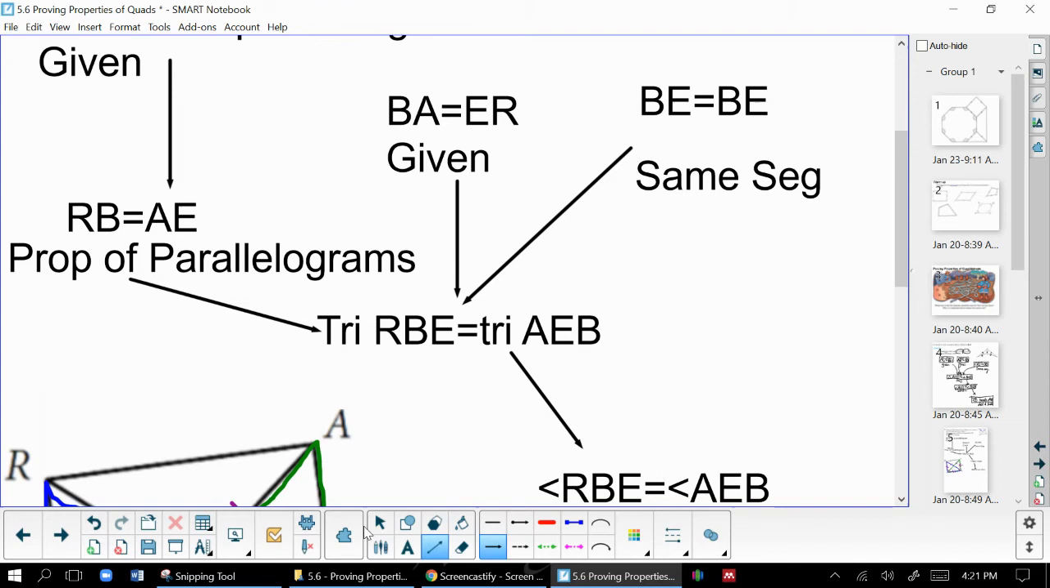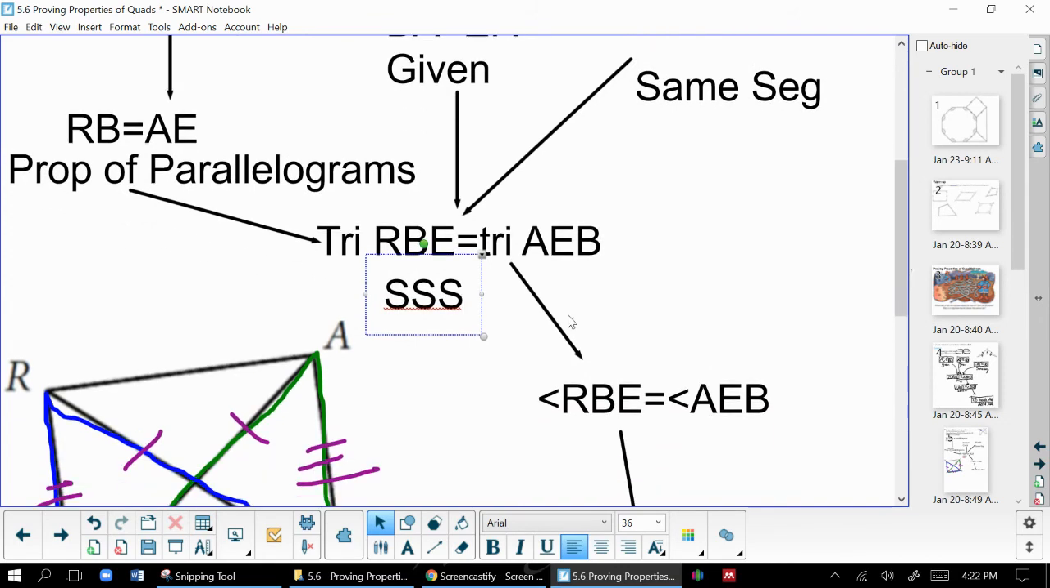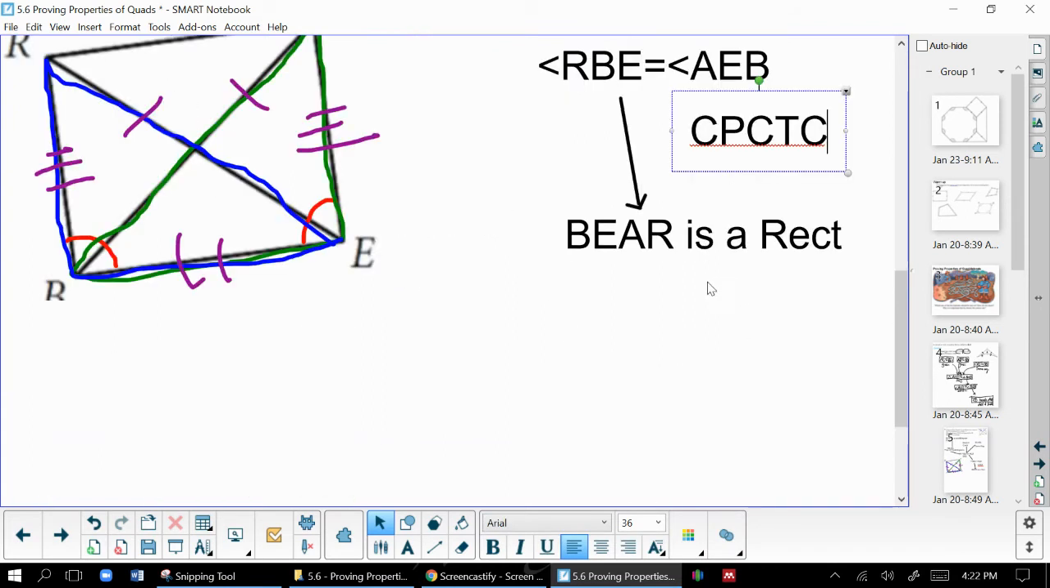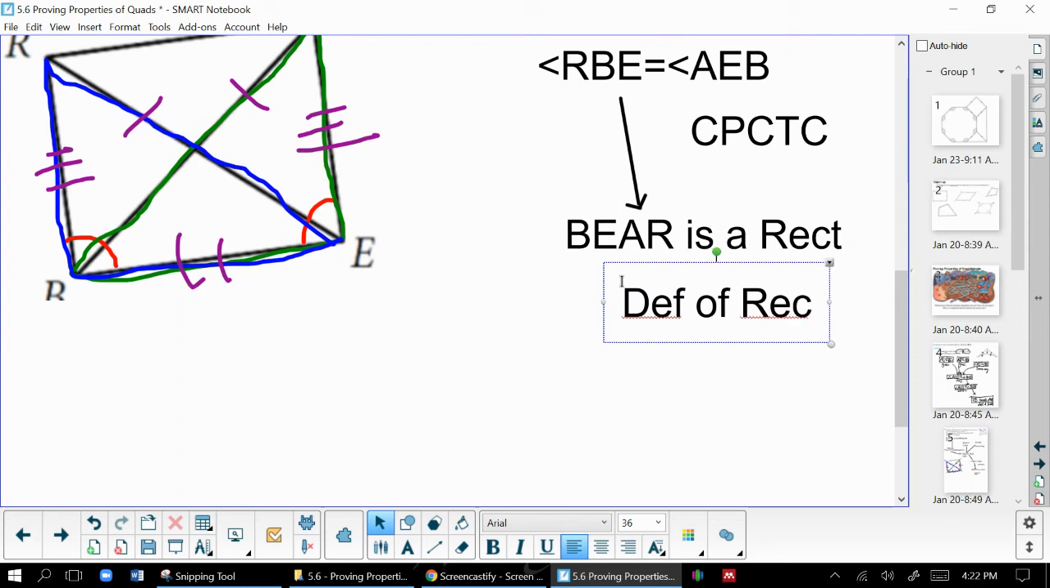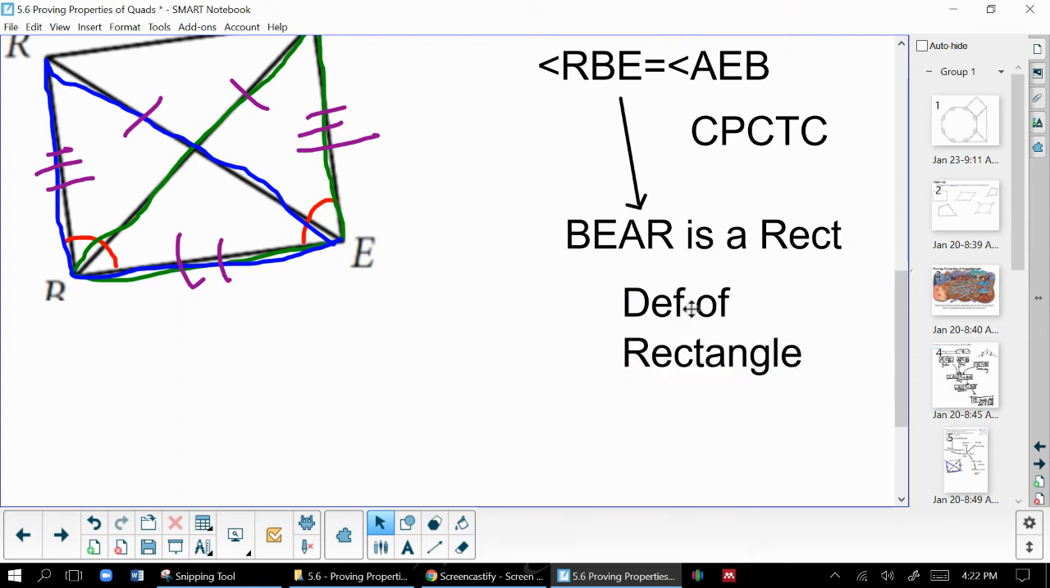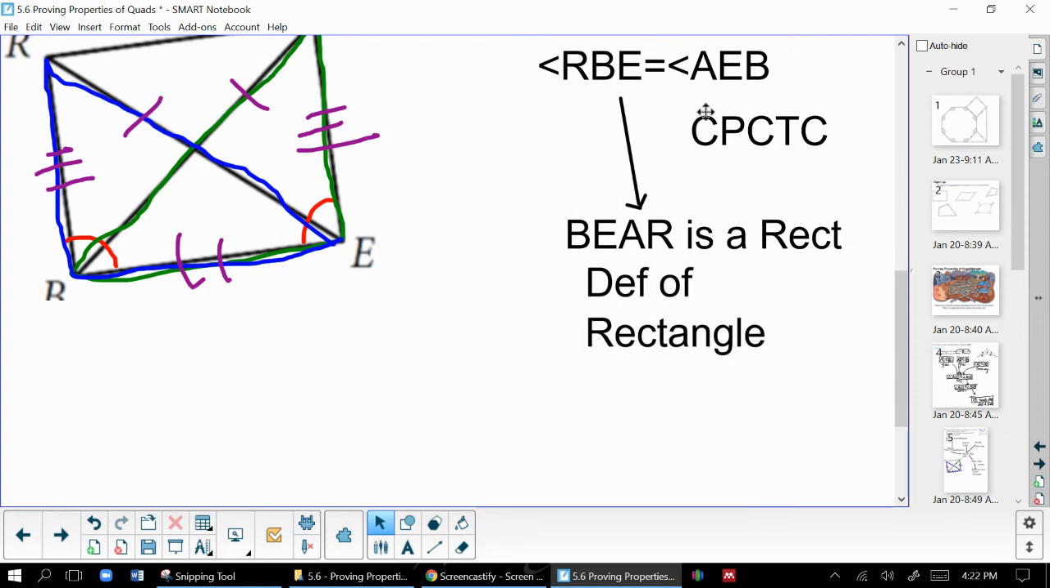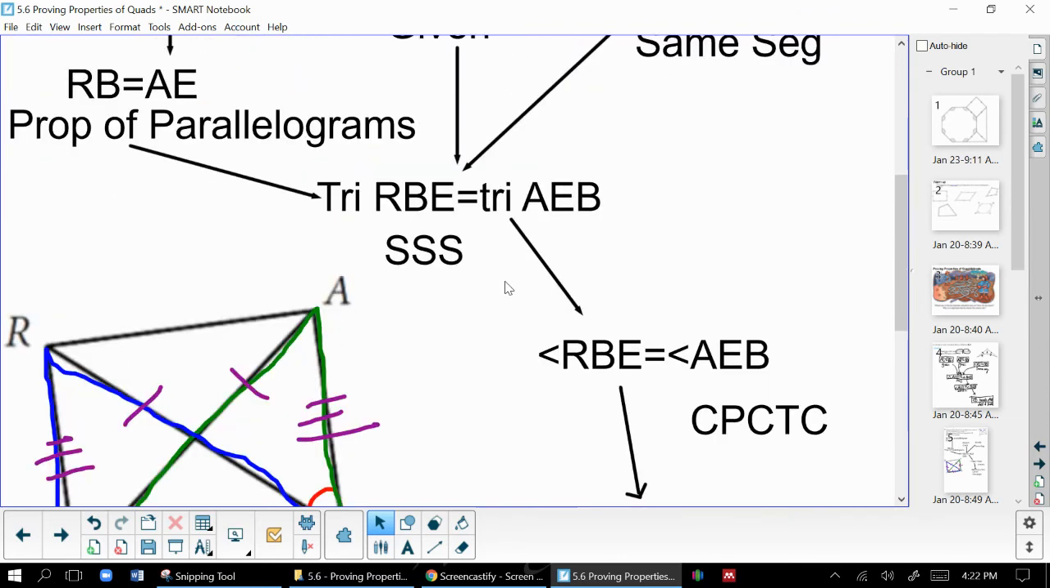Now I just need to go back and fill in my reasons. I have talked about three different pairs of sides. So this one is side, side, side. After I know the triangles are congruent, I know the angles are congruent by CPCTC. And BEAR is a rectangle. That is the definition of rectangle. I just used the fact that a rectangle has congruent angles to explain why it's a rectangle.